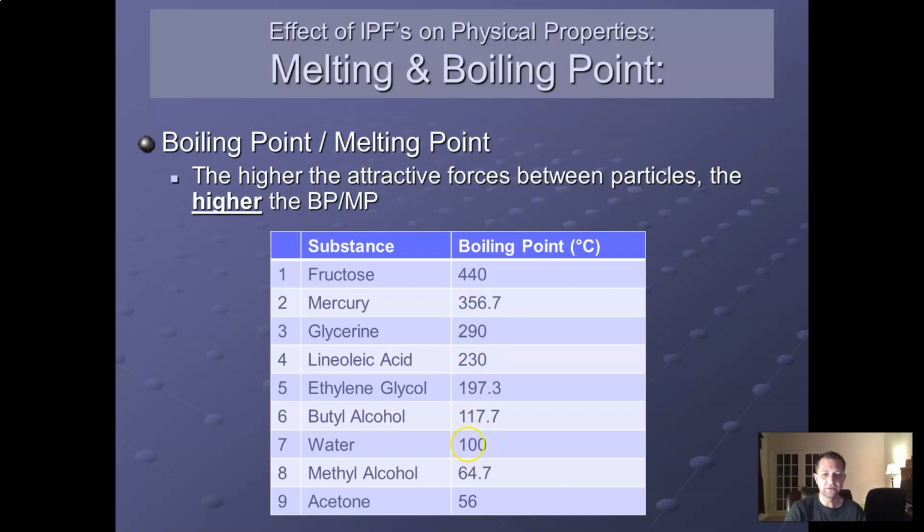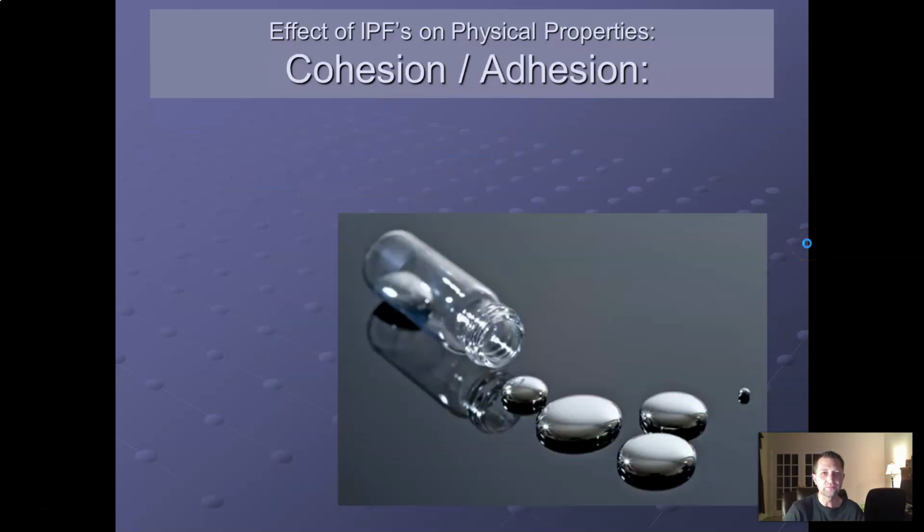So the boiling point is 100 degrees there, which is much less than sugar, which is a solid at room temperature because of the stronger intermolecular forces. So that's your trend with melting point and boiling point.